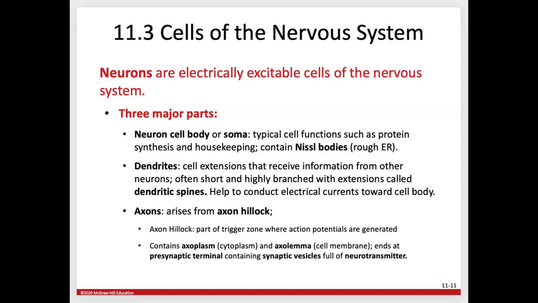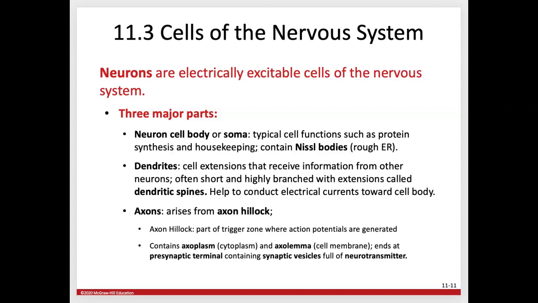Chapter 11, Part 3. We're going to move on to the cells of the nervous system. The first one we'll talk about would be neurons, and these are electrically excitable cells. There are three major parts of the neuron: the cell body, also known as the soma, and you'll probably hear me call it the soma quite a bit.